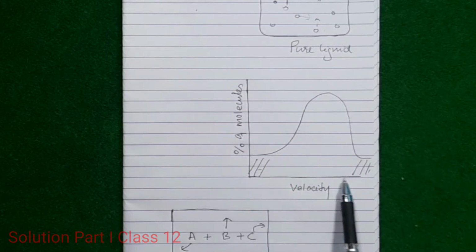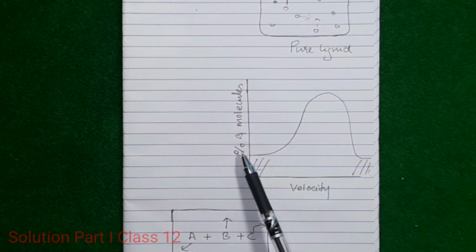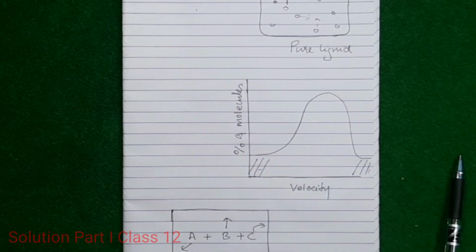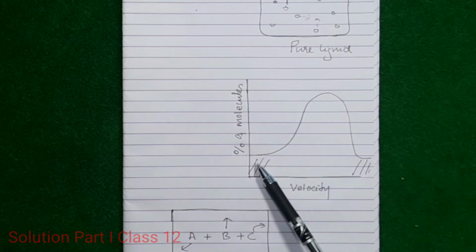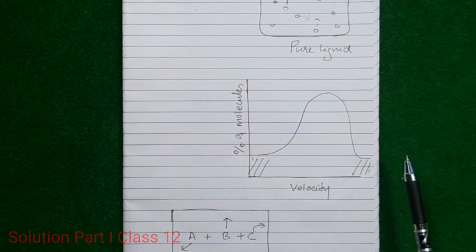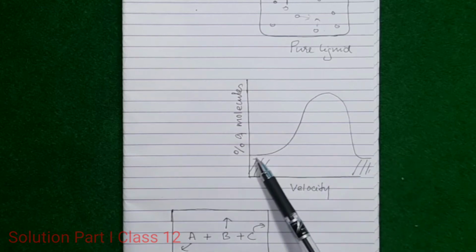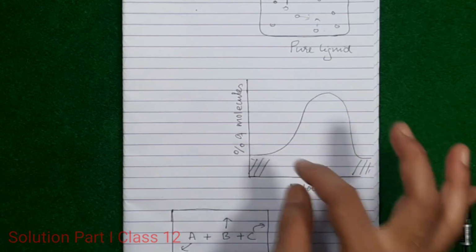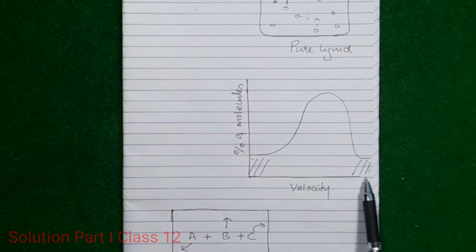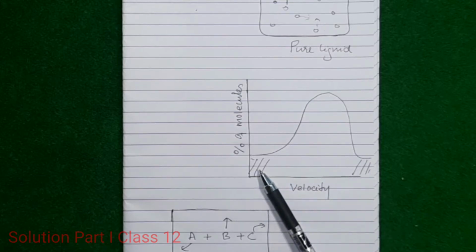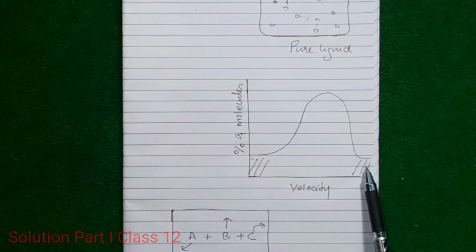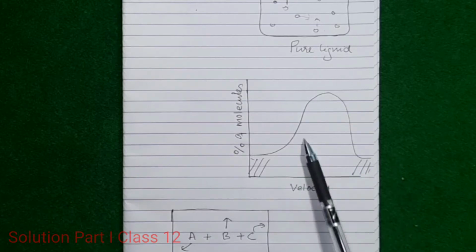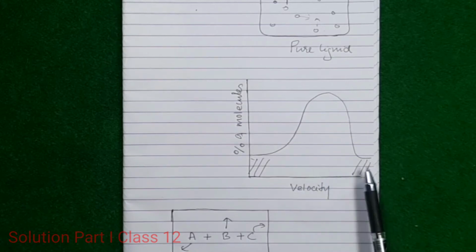So I've taken velocity on the x-axis and percentage of molecules on the y-axis. This is the region of low velocity, and the percentage of molecules moving with low velocity is less, only this much. And this is the region of high velocity towards the right-hand side, where the percentage of molecules again is less. That means very few molecules move sluggishly, slowly, and very few molecules move with tremendously high velocity. Most of the molecules, a large percentage, move with medium velocity, neither high nor low.